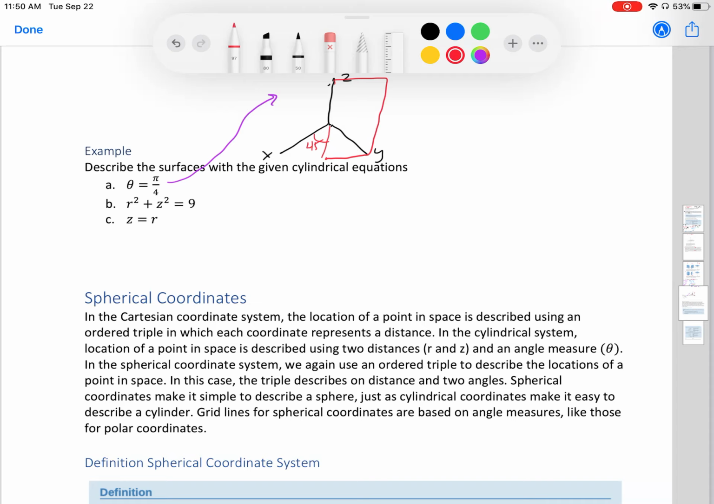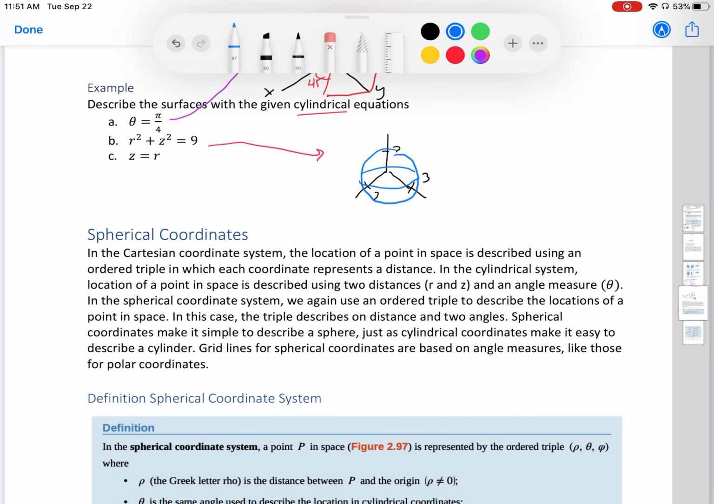Now, if we have r squared plus z squared equals 9, and we're in cylindrical coordinates, that gives us a sphere. A sphere following the same circle protocol where we have a radius of 3. So if we have our Cartesian plane, that gives us a sphere. As you can see, I'm not an artist. That's why I always clip snip those functions.